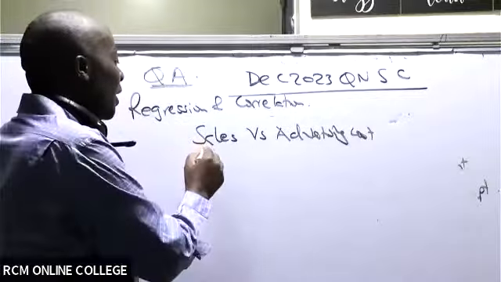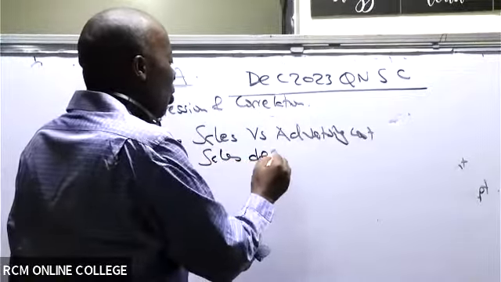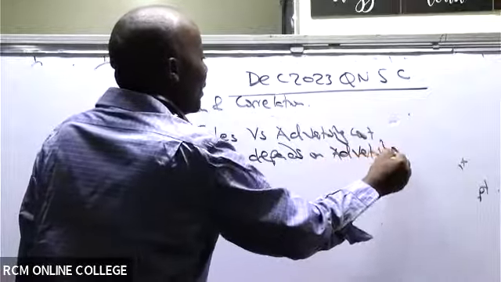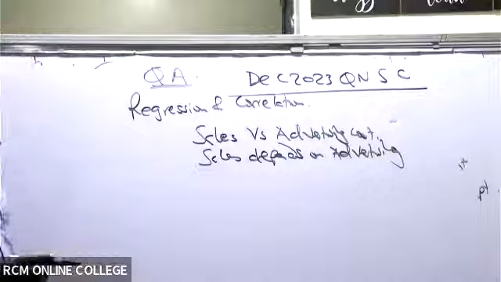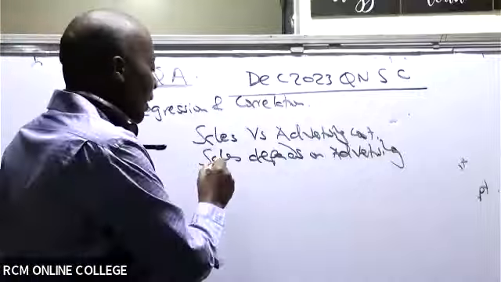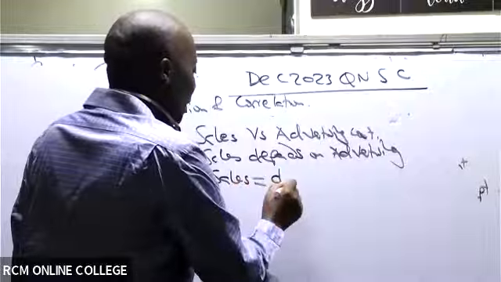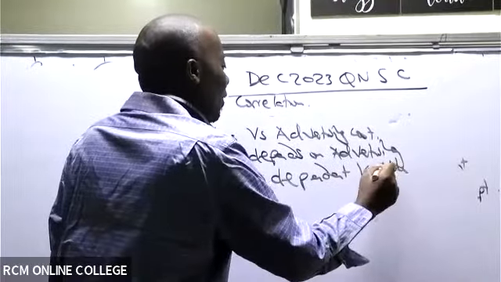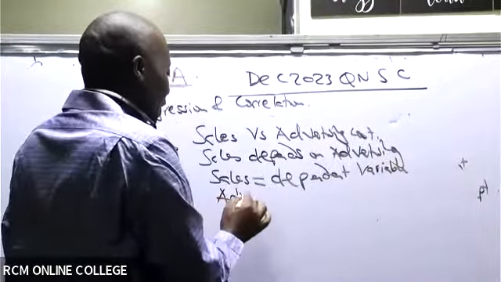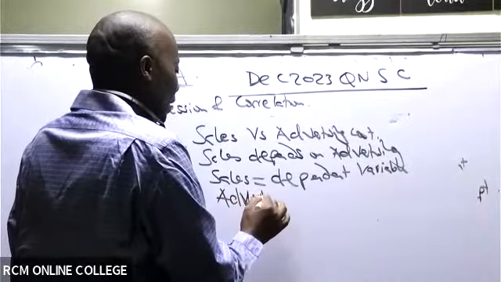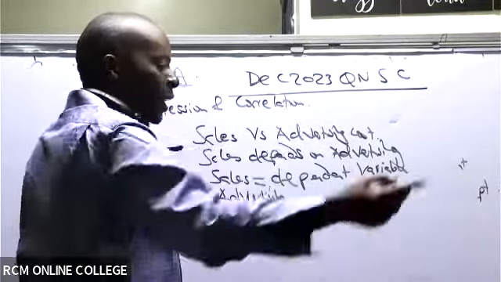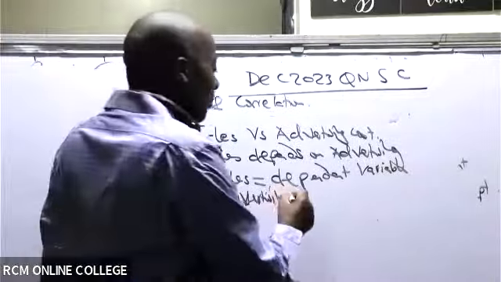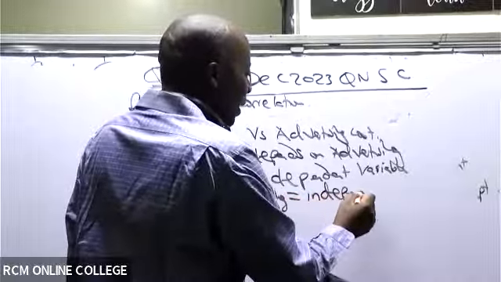So it is sales. Sales depends on advertising. And therefore, sales is the dependent variable. And then we have advertising. Advertising will be now on the other side of the coin. So now in this case, the advertising cost will become independent.